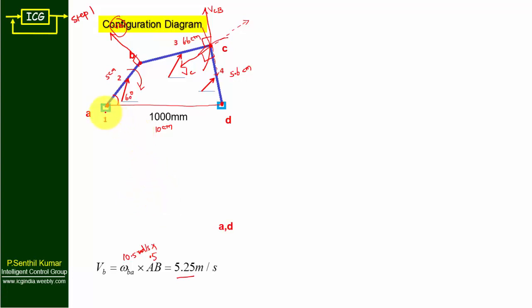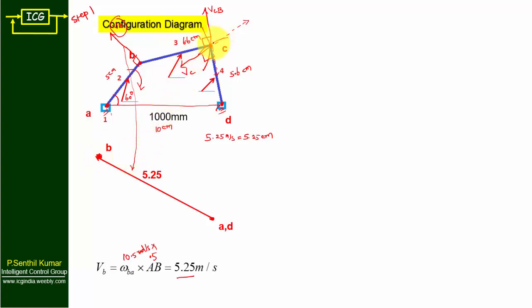So let me mark 5.25. First, identify the fixed point. A and D are fixed points, so mark A and D as a single point. Then draw a line of length 5.25. Here the direction is similar to this line. Just place a roller scale here, copy the direction and mark it as 5.25. So 5.25 meter per second, this is the scale factor, equal to 5.25 cm.